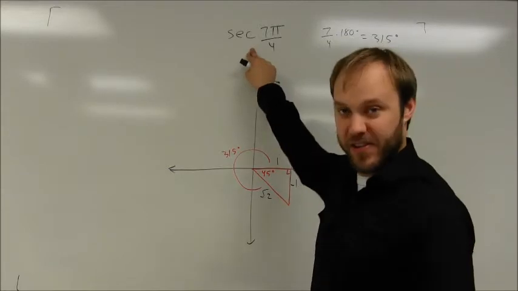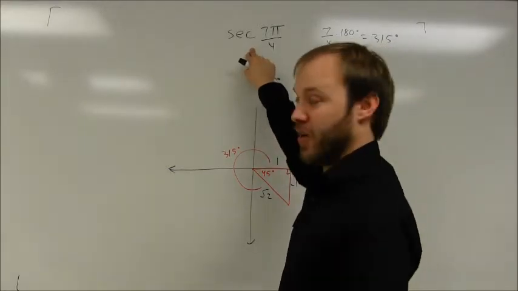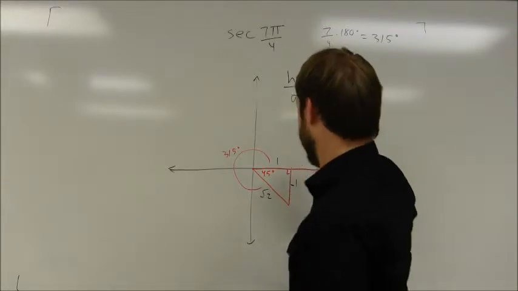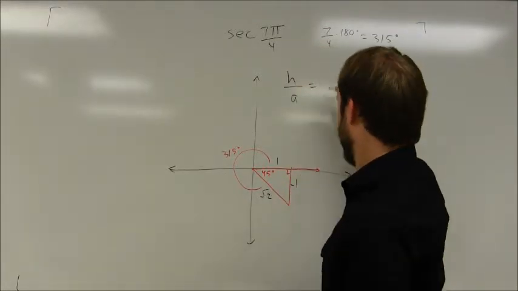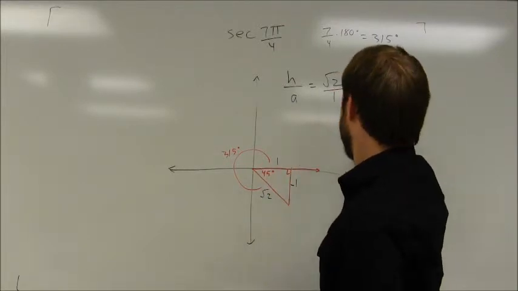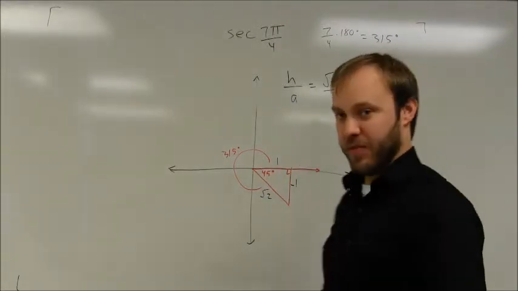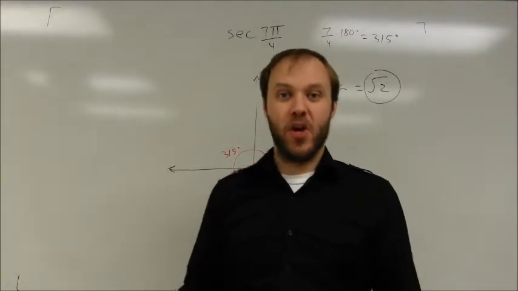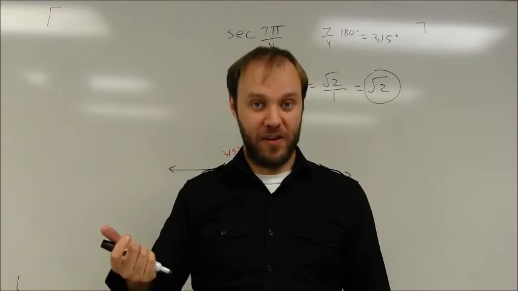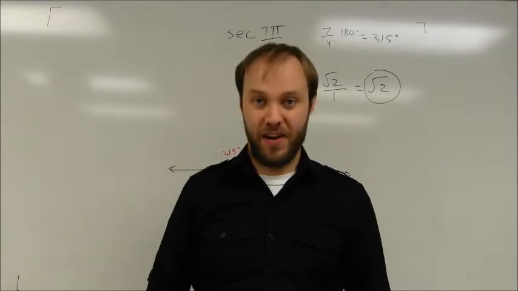Secant is the reciprocal of the cosine function. Cosine is adjacent over hypotenuse, so this is going to be the hypotenuse over the adjacent. Hypotenuse is radical 2, the adjacent side here is +1, and so we just find out that the secant is equal to radical 2. The cosine would be the reciprocal, 1 over radical 2. You could rationalize the denominator there.